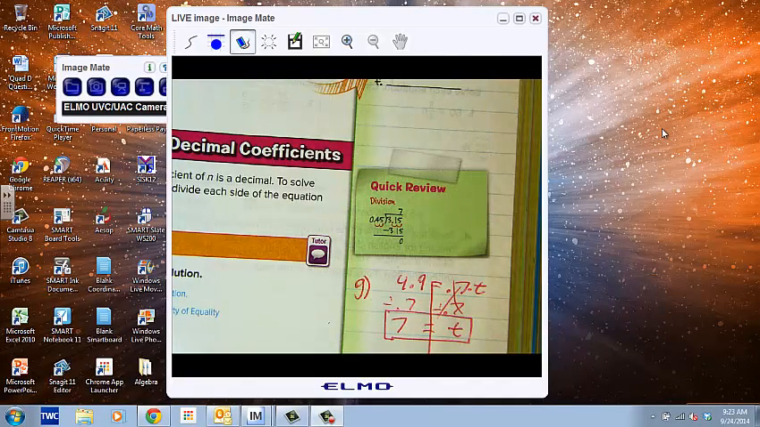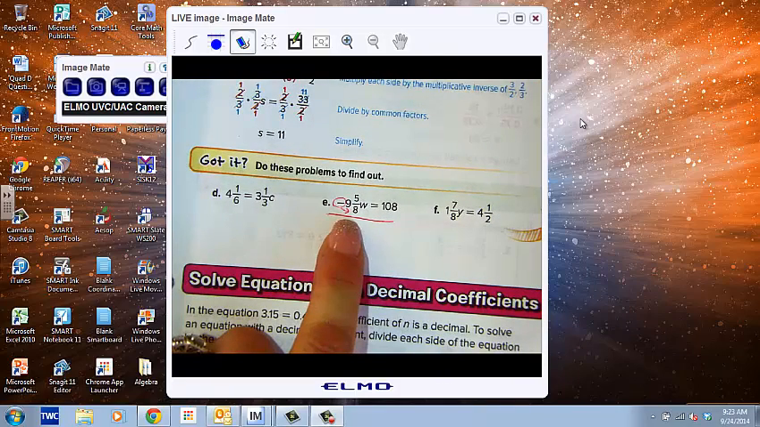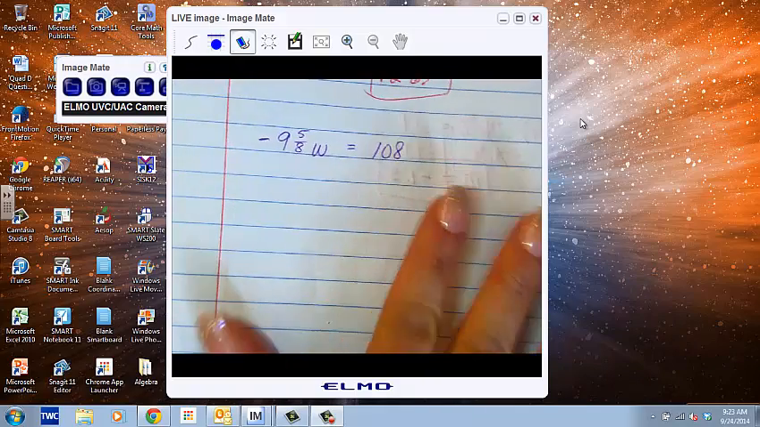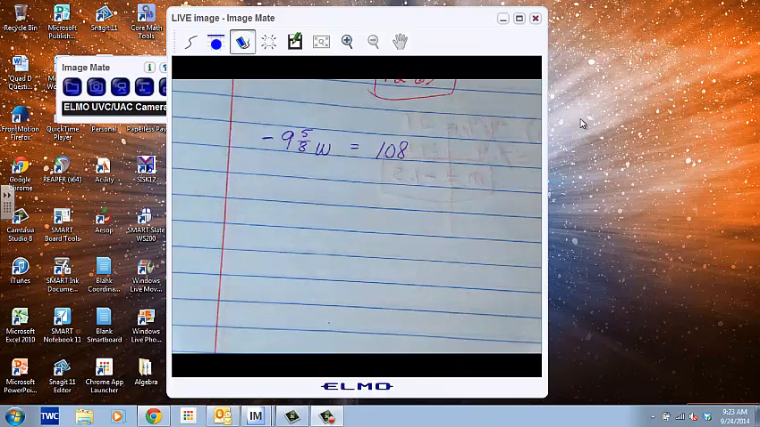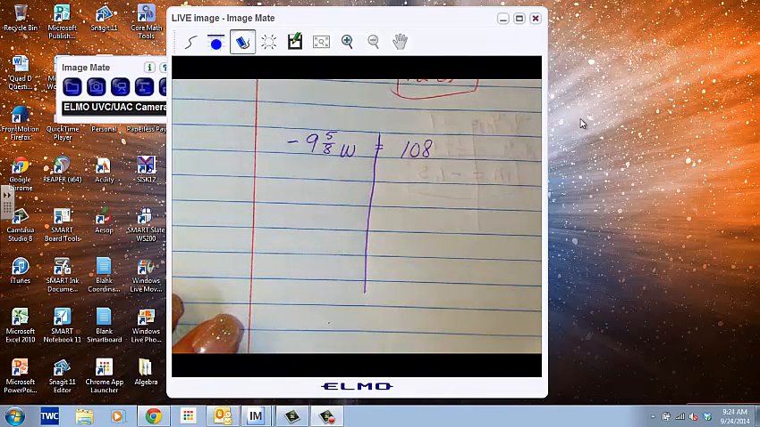Okay, now that you guys are back, let's look at E in our book and do this example together. We have negative 9 5/8 W equals 108. I went ahead and wrote that on a separate sheet of paper just to have more room. So the first step is to always draw your straight line down. So there's my straight line down from the equal sign.